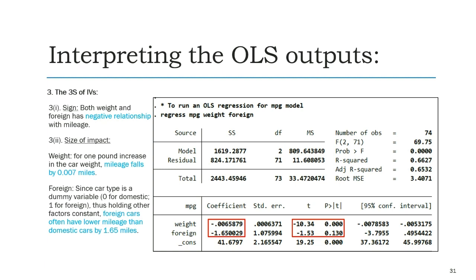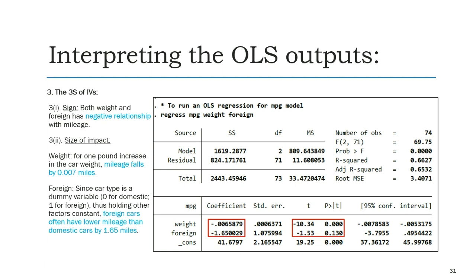For foreign variable, since this variable indicates a car type which is a dummy variable, we have seen earlier 0 is for domestic and 1 is for foreign. So whenever the dummy variable is equal to 1, it means that the negative 1.65 is going to exist in our model. It means that the size of impact is going to happen when the car is foreign, because the dummy is going to be 1.